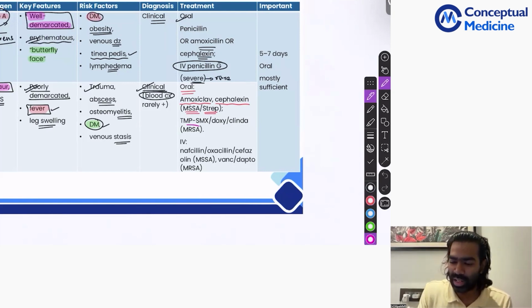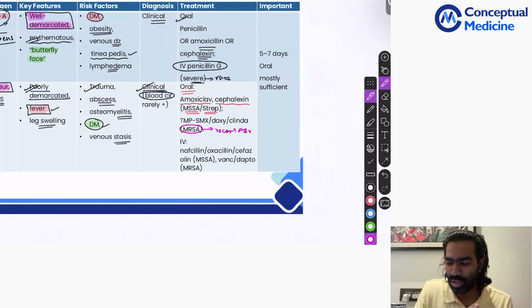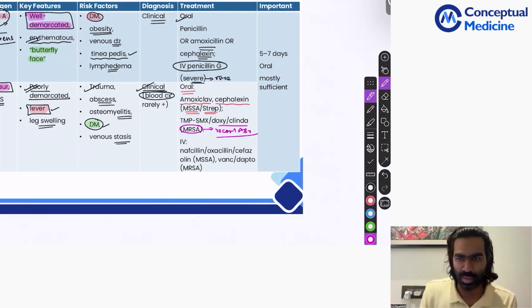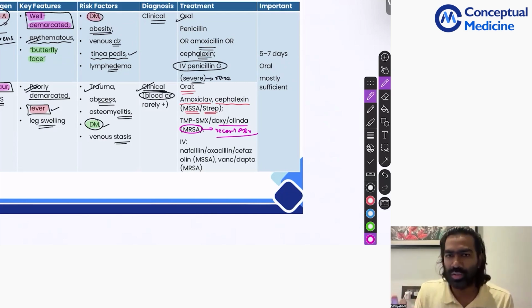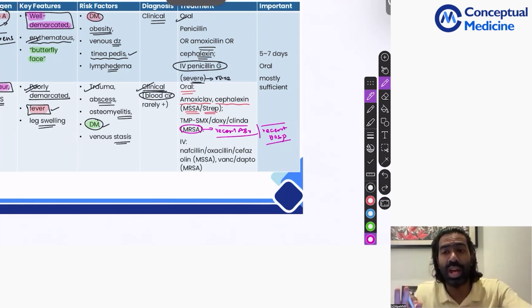But if you're thinking in terms of MRSA, when will you think in terms of MRSA? I would say the most important risk factor, this is practically very important, is going to be recent antibiotic exposure. Recent antibiotic use, especially in the last 3 months, I would say. So that's a strong risk factor for MRSA. And another very, very strong risk factor is going to be recent hospitalization. Recent hospitalization. So these two are extremely strong risk factors as far as MRSA is concerned.